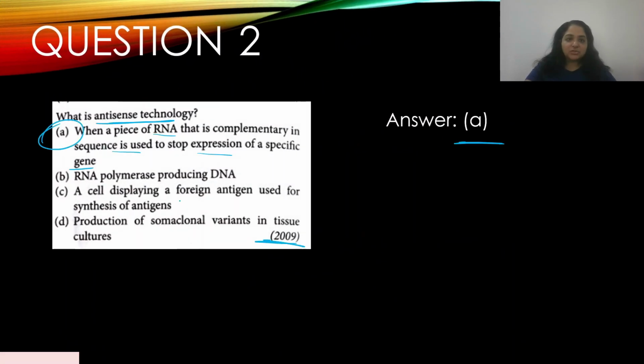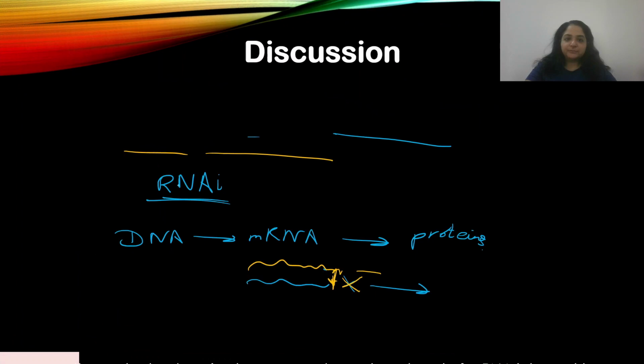So yes, when a piece of RNA that's complementary in sequence is used to stop expression of a specific gene. Clear? Let's move on.